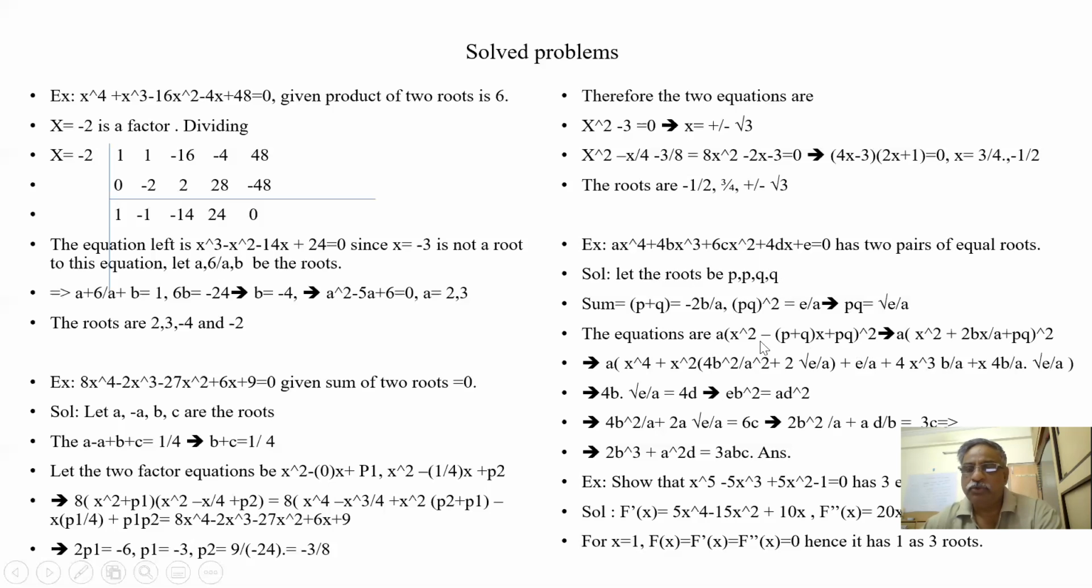So I am multiplying two quadratics, and it will become x to the power of 4. So a is taken outside, the leading coefficient a is taken outside. When I do the square of this, I get this. I know p plus q is minus 2b by a and pq is root of e by a, because the product of all the roots, p square q square, is e by a.